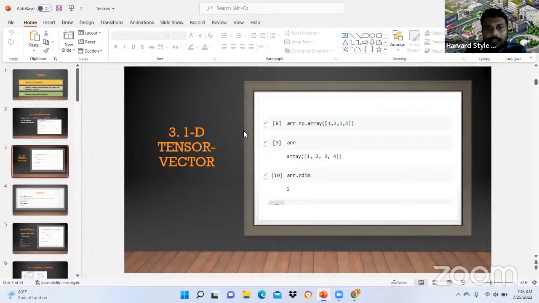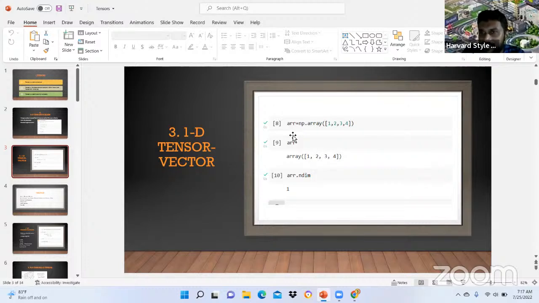Now here, another variable, I just took it as arr, equals np.array, and here I have given a list. Remember, guys, if it is a vector, you have to represent it as a list. A list means a sequence of numbers inside square brackets. That is a list, guys. What is a list? Simply a sequence of numbers inside the square brackets.